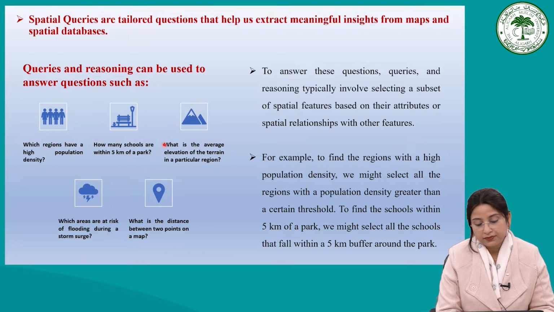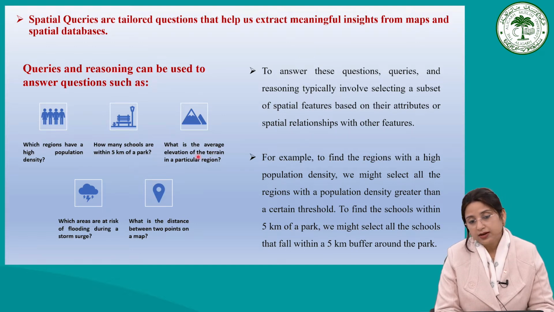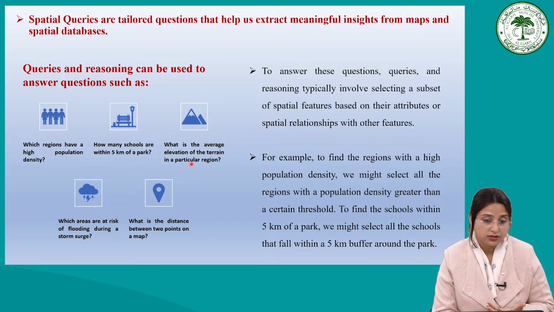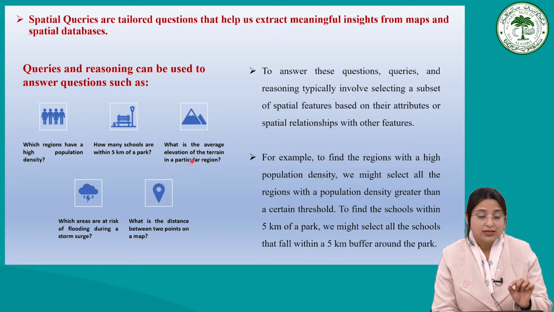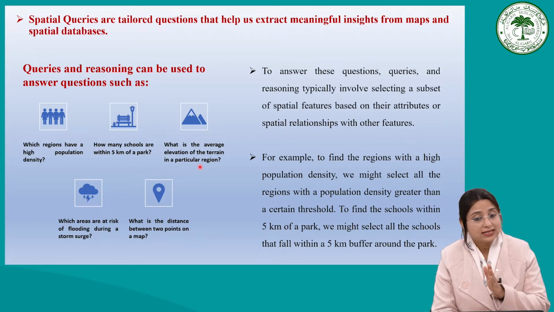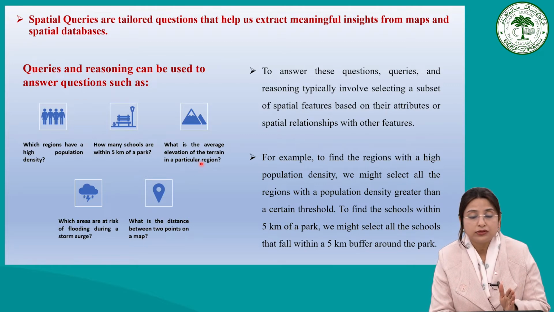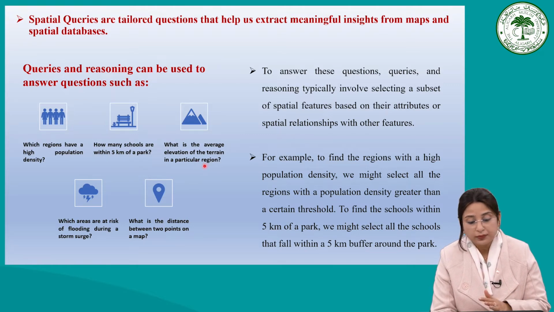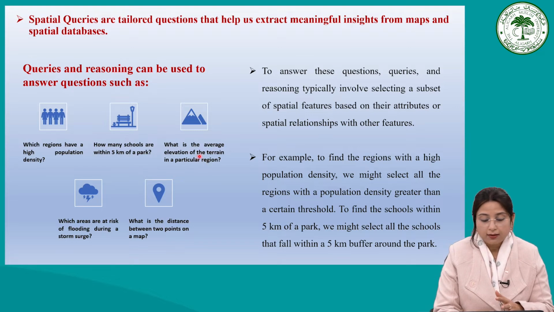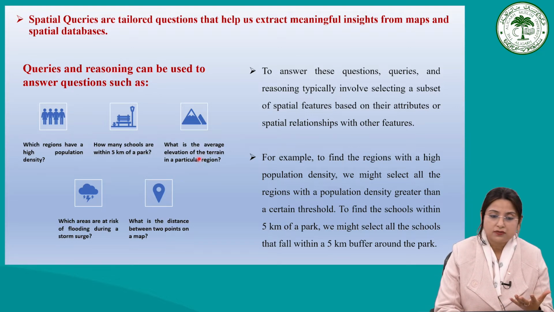Another example we can take: what is the average elevation of the terrain in a particular region? When we are querying this, what is the average elevation? What I have said, querying and reasoning is one of the simplest forms of spatial analysis. It means we are not creating any new database, nor are we manipulating or changing the database. The average elevation of the terrain is fixed, and that is to be given.